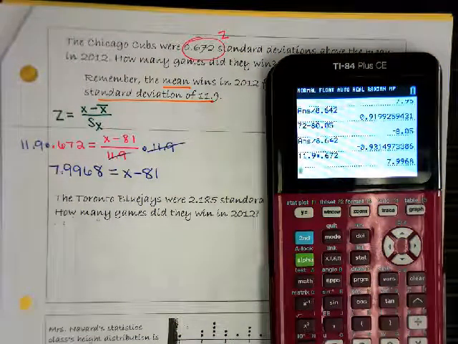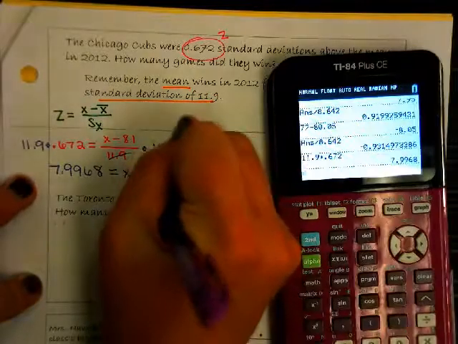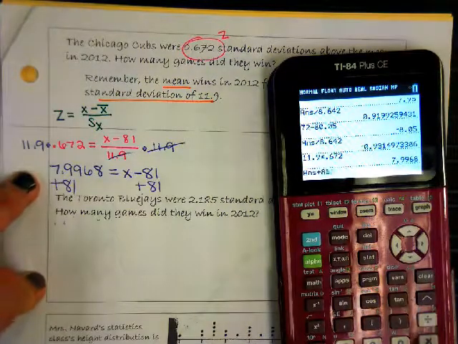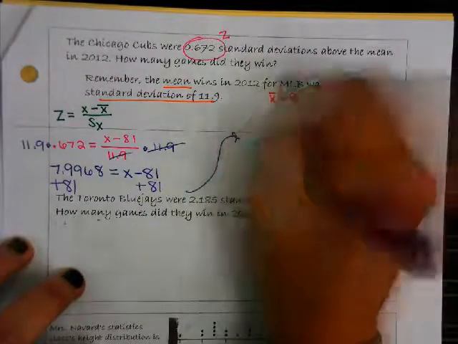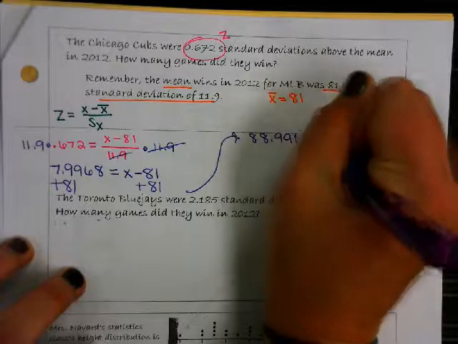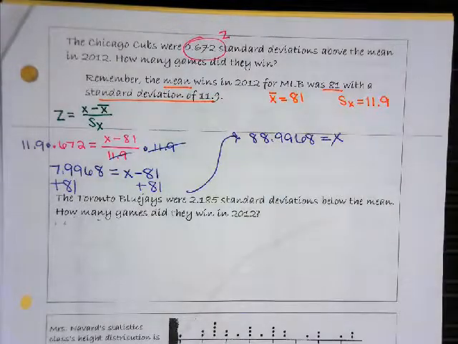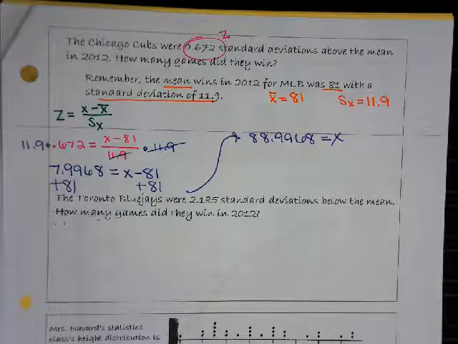So we would get what? 88.99. So how many games did the Chicago Cubs win in 2012? Is it 88 or is it 89? It's a really good thought, but it is 89 in this one.